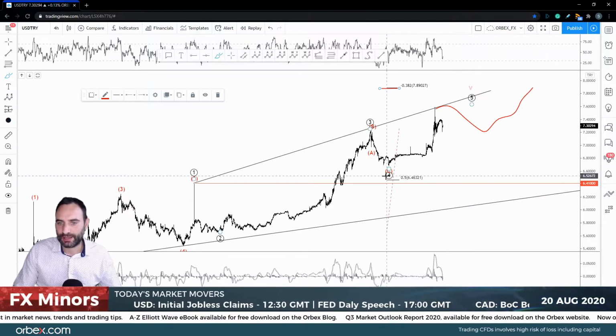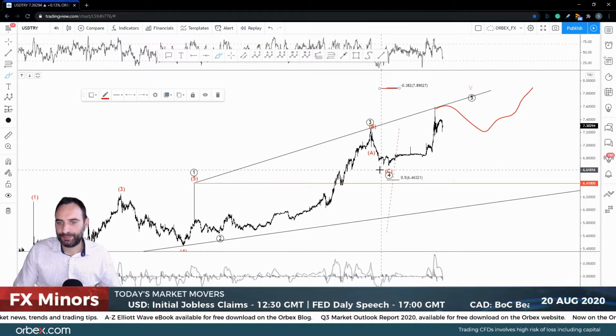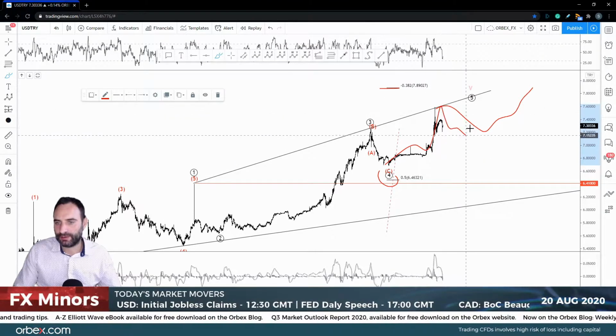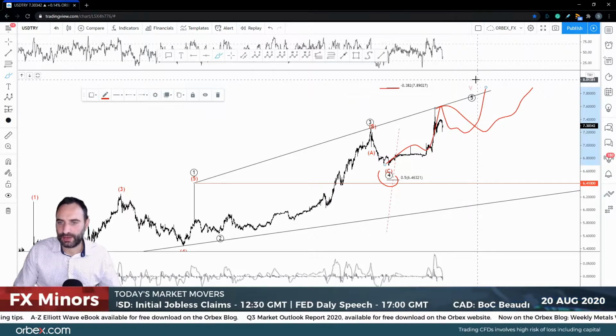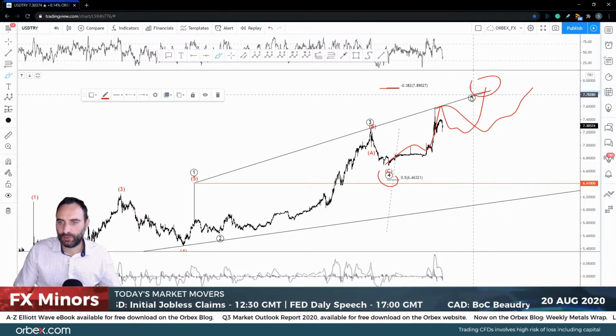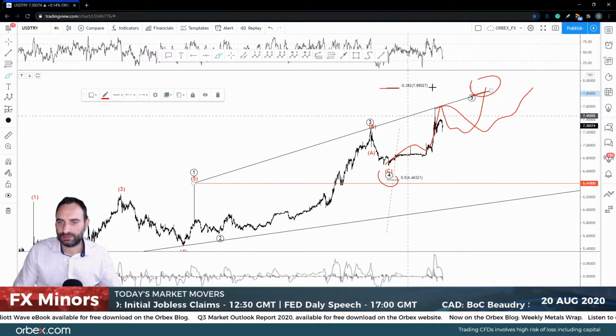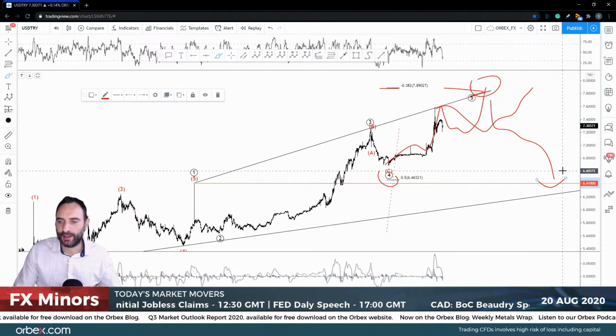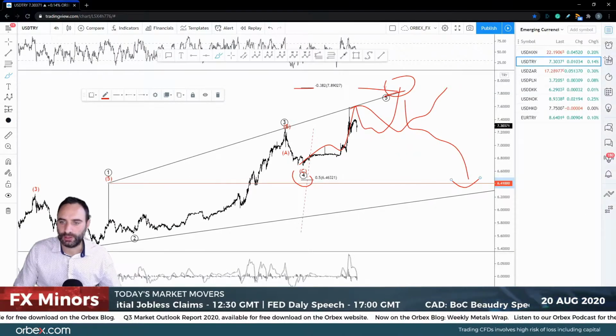expansion, let's just say. So we've had this correction done, 1, 2, 3, we're going to get a 4 and then another move to the upside, potentially a false break above this ascending trend line as well. 7.89, this is what I'm looking at, for then start looking for prices to move lower.